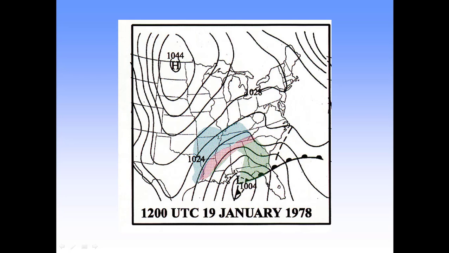Now here's another storm. This is January of 1978. And again, you're going to notice similar features. So here is a 1044 millibar high centered over the Dakotas. Again, a very strong area of low pressure. And here we have another developing area of low pressure down towards the Gulf of Mexico.